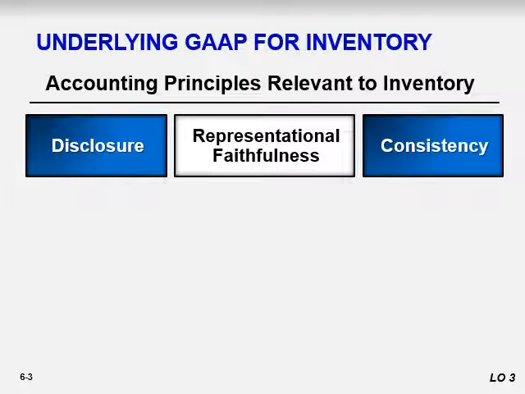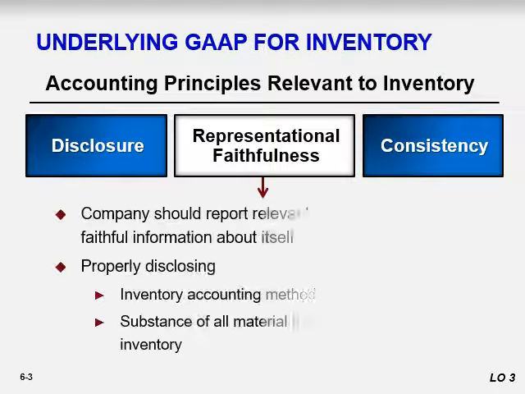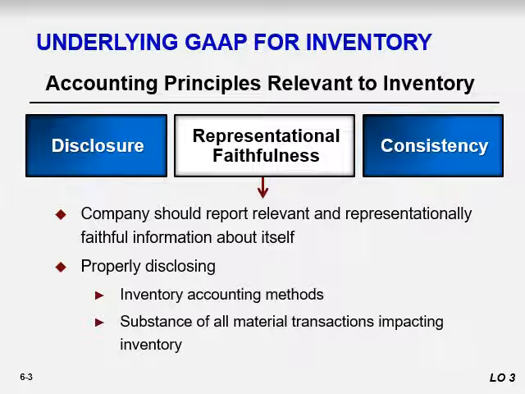What do we mean by representational faithfulness? It means the company should report relevant and representationally faithful information about itself, which means properly disclosing the substance of all material transactions impacting inventory. So it's not like you are having a barter system transaction here. Every kind of material transaction that you have done that impacts the inventory, you should disclose.